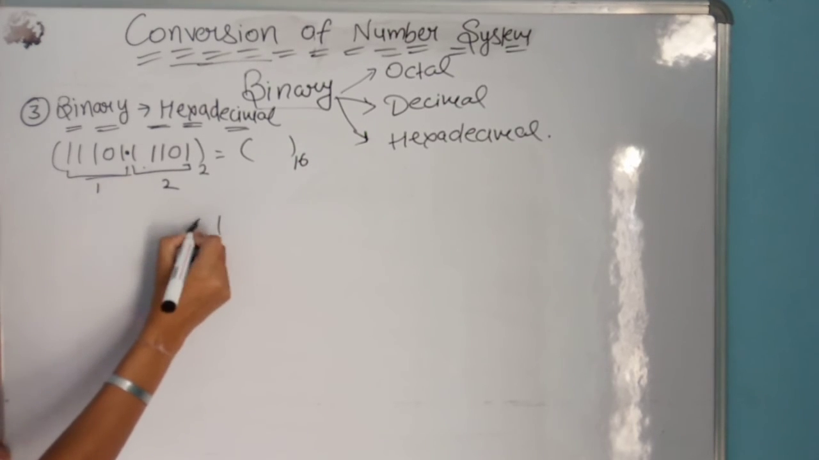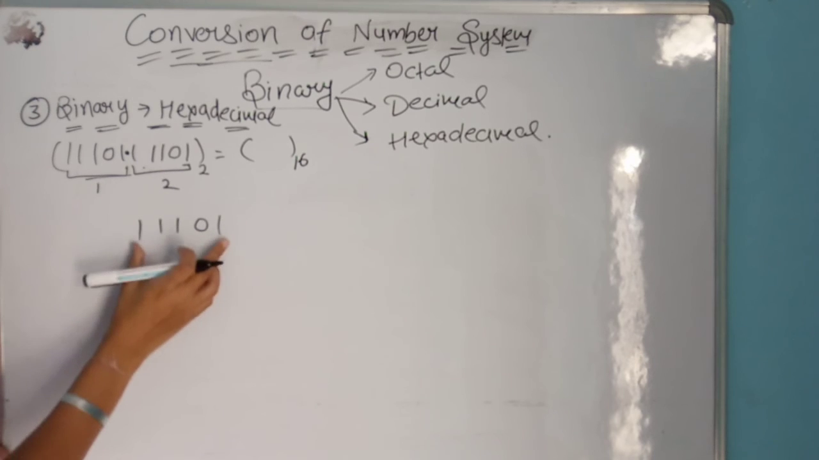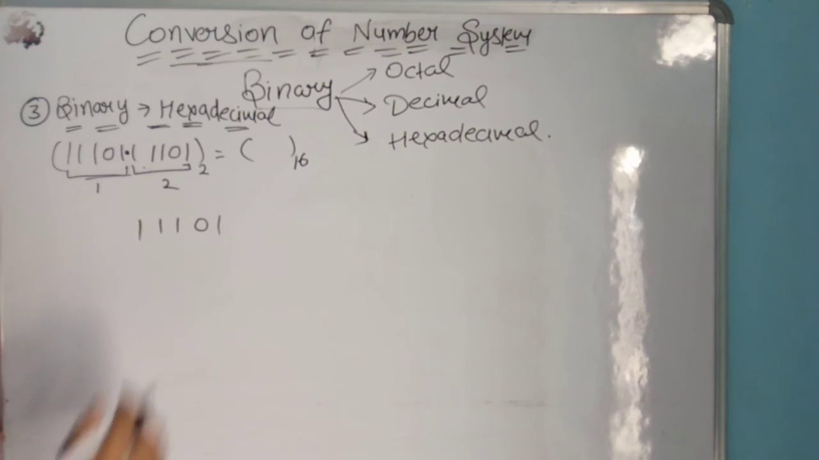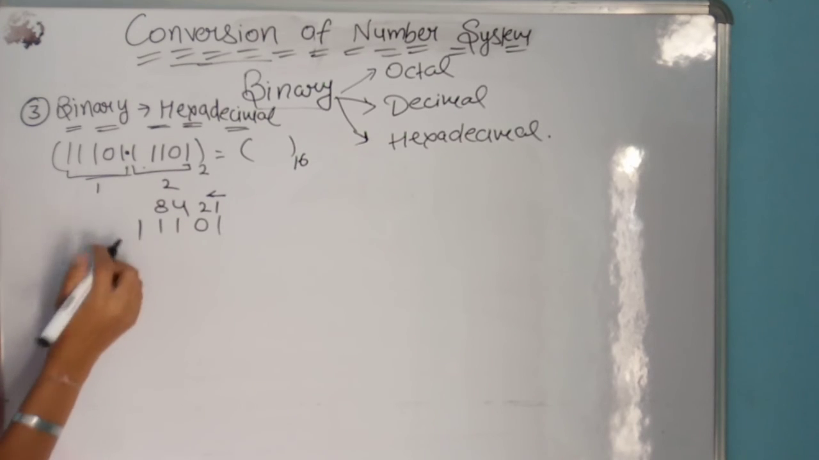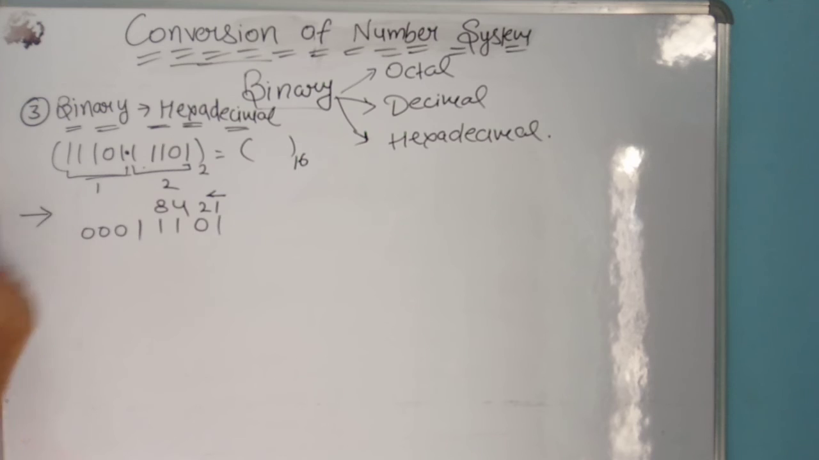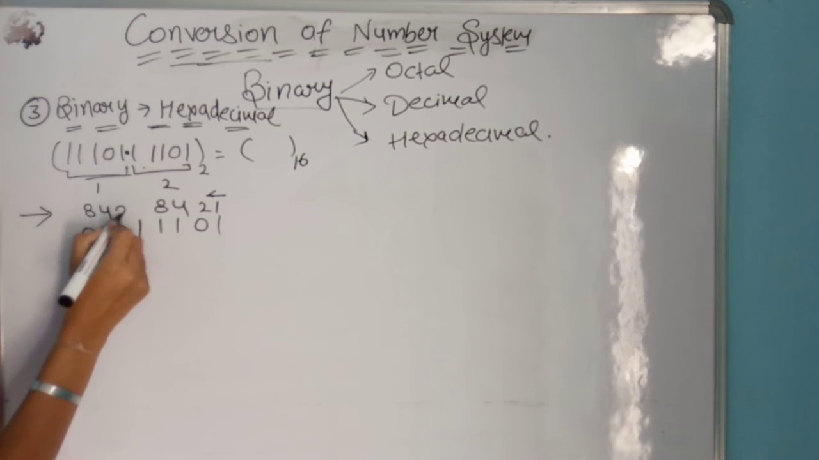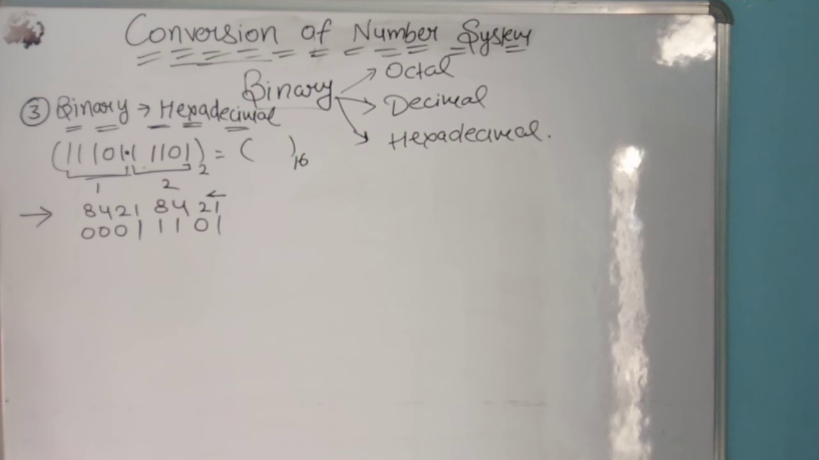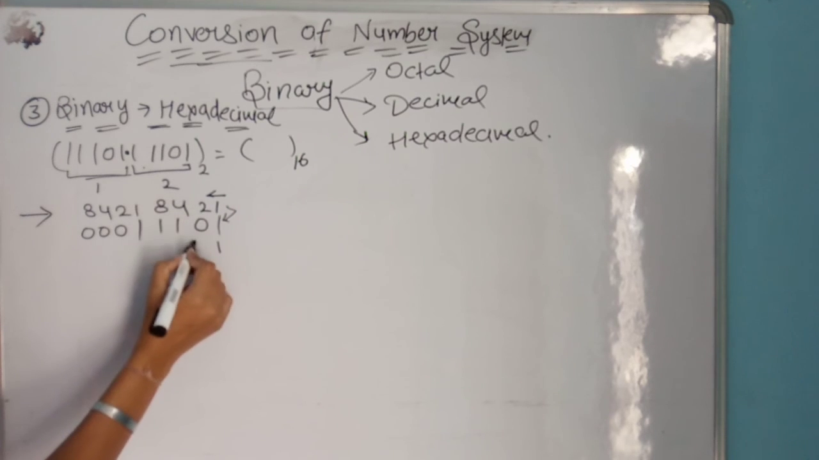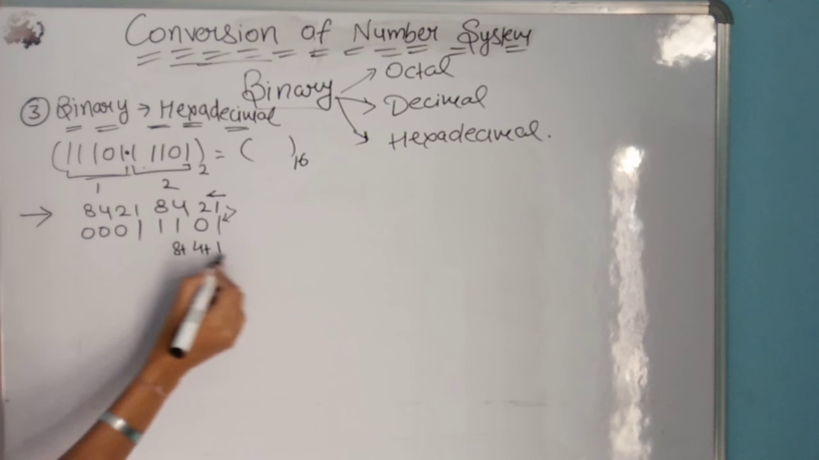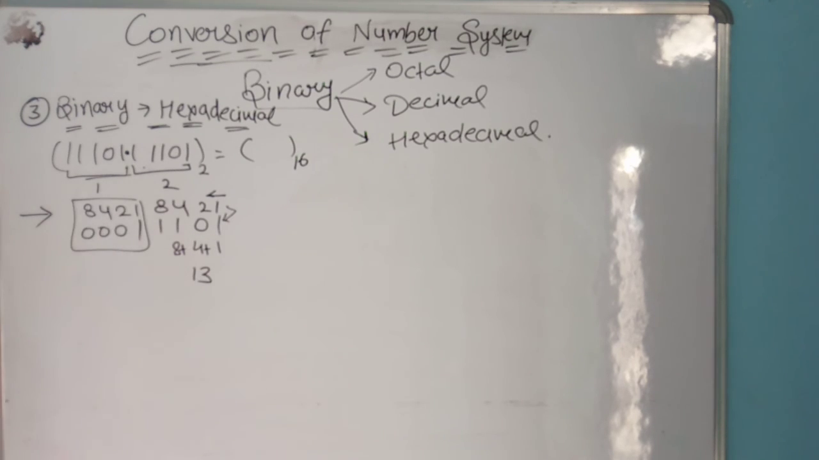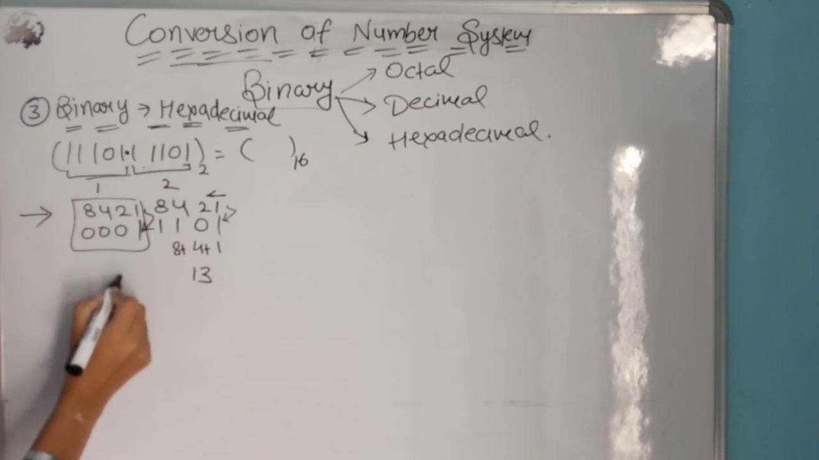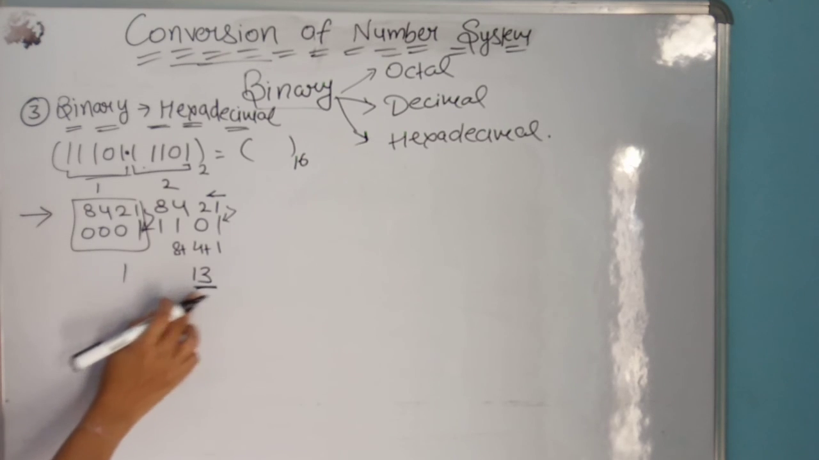The first part is 1 0 1 1 1, and we apply the 8421 from its right side. We complete this group by inserting 3 zeros from the left side, so it becomes 8421. Now check the on bits. The on bits are at the position of 1, 4 and 8. So it becomes 13. In the second group, where is the on bit? The on bit is at the position of 1, so it means 1.